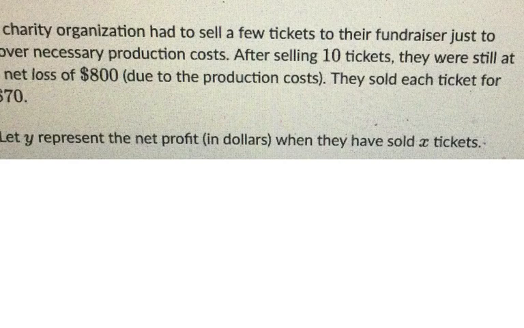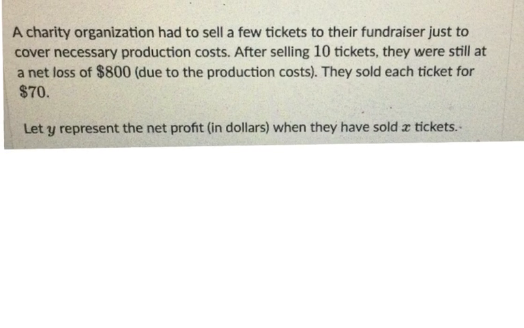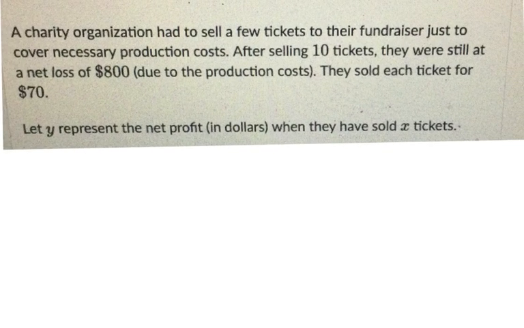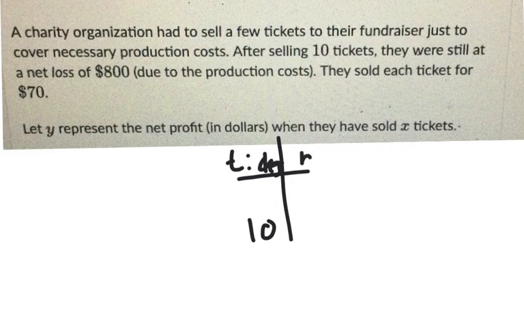Here's probably something similar. A charity organization had to sell a few tickets to their fundraiser just to cover the necessary production cost. After they sold 10 tickets, they were at a net loss of $800 due to production cost. They sold each ticket for $70. So if I think about it, the first ordered pair they tell me is this is the number of tickets, and this is the net loss. So after 10 tickets, their net loss was $800.